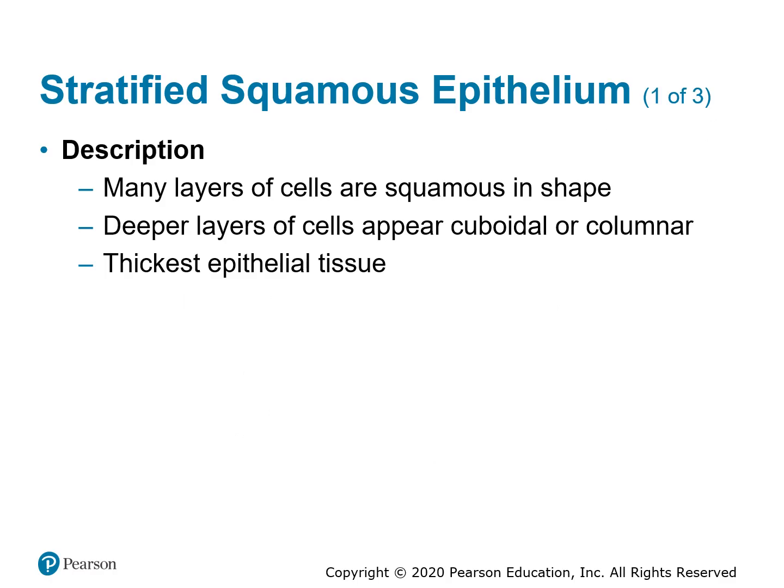So, stratified squamous epithelium is many layers of those egg-like cells. Some of the deeper layers can look like they're cuboidal or columnar, but for the most part, they usually won't. It's the thickest layer of epithelial tissue. They are best adapted for protection.